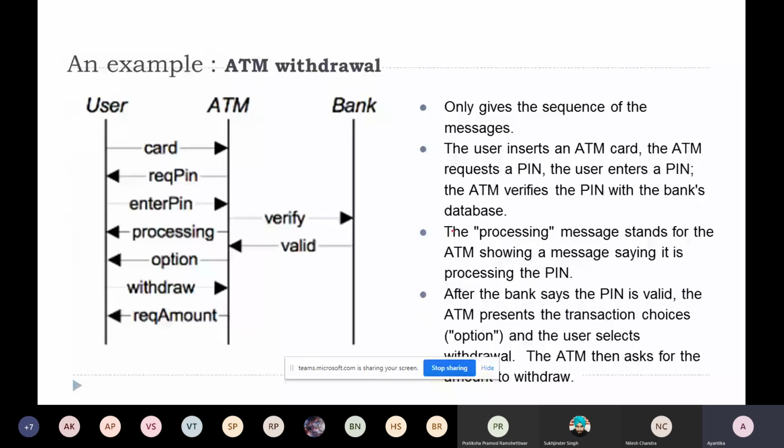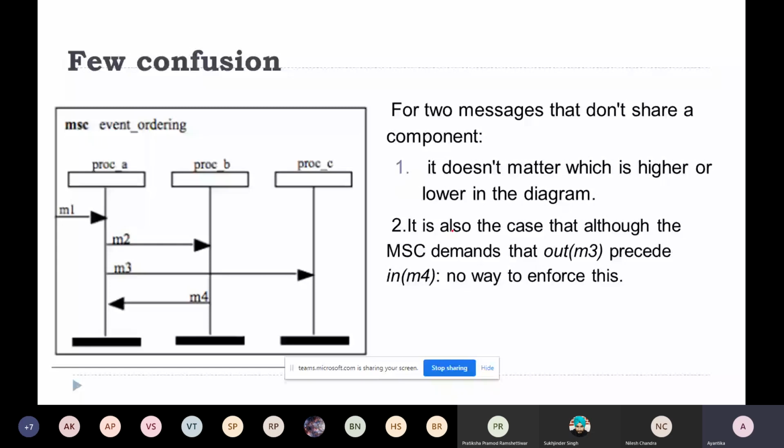Now, the first question we have to understand is why we are considering this. We talked about so many good things about Petri nets. We have talked about FSM, where there is a problem that we cannot think about some distributed scenario. But we have talked about so many good things about Petri nets and these things. Still, why are we considering message sequence chart?